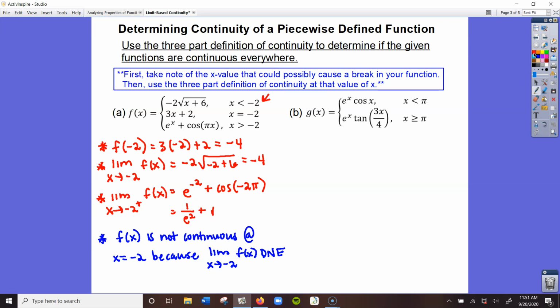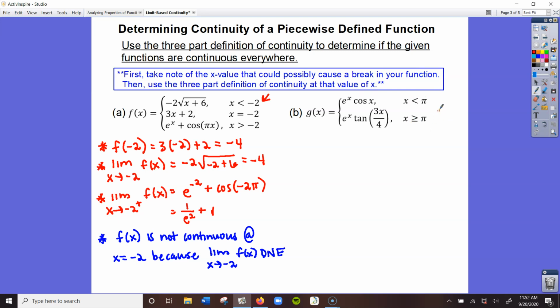Now let's look at this second example. Again, we're always going to start with the defined value. And if you look at these inequalities, we see that we have one side for when x is less than pi, and the other one for when x is greater than or equal to pi. So that means that when x is equal to pi, there is a possible break of discontinuity.